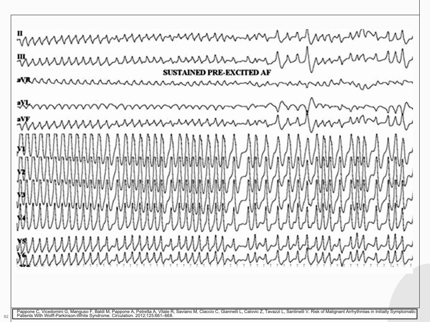Here we have atrioventricular reentry tachycardia, or AVRT, inducing atrial fibrillation with pre-excitation. Without an accessory pathway, atrial fibrillation does not often result in very fast ventricular activation because the AV node filters out some of these impulses. The accessory pathway does not possess these filtering properties and therefore permits fast ventricular rates.